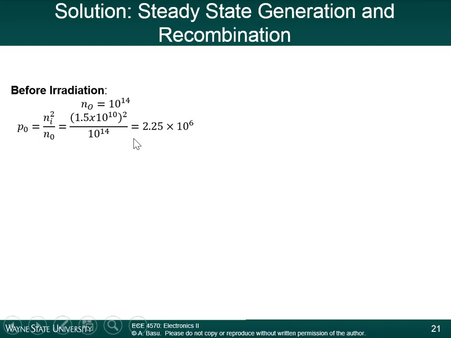So N0 is equal to 10 to the 14th because it's N-type and the doping density was 10 to the 14th per centimeter cubed. I don't have the units here. I should have the units. P0 is equal to Ni squared over N0. And we have the value for silicon here. So it's 2.25 times 10 to the 6th per centimeter cubed. That's the N0 and P0.